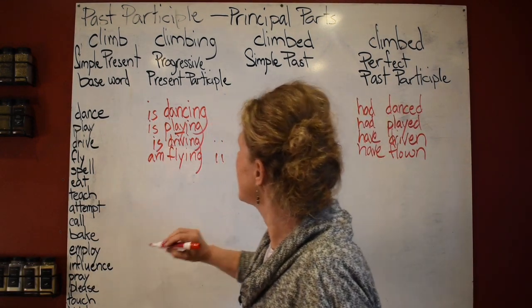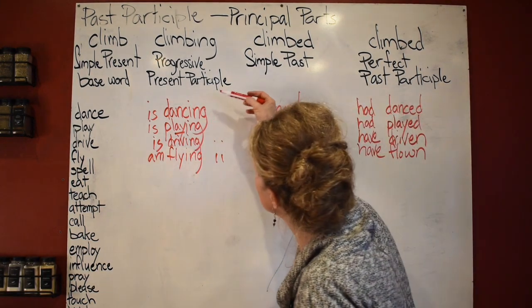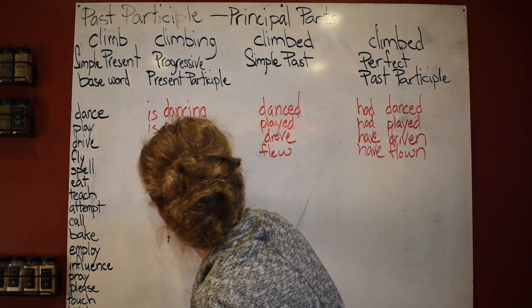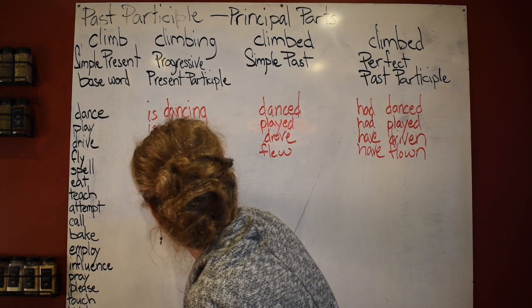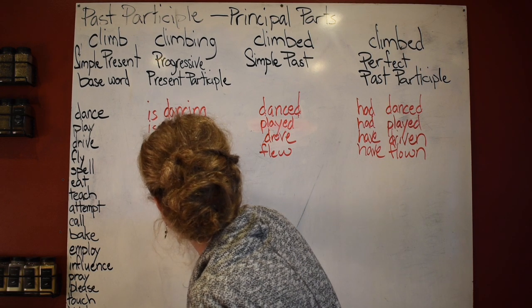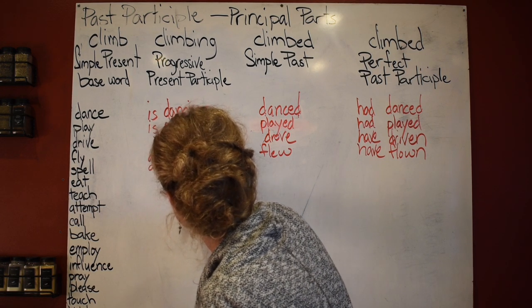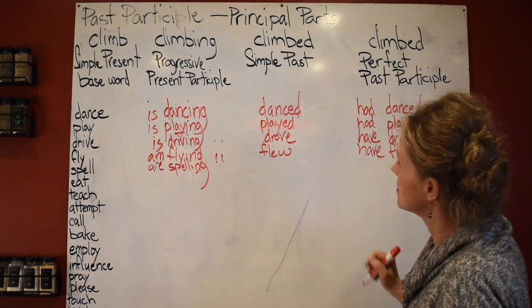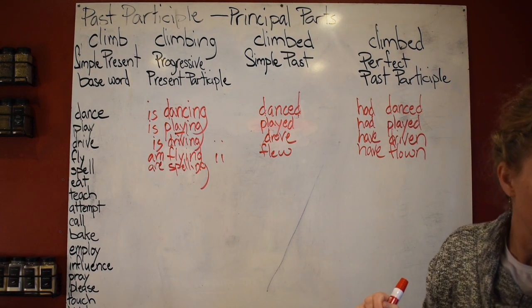Spell. Spell is your simple tense. We're going for the progressive, which is your present participle. Okay, so we have our spelling. We're just going to add it on. What about right here? This is an interesting one.